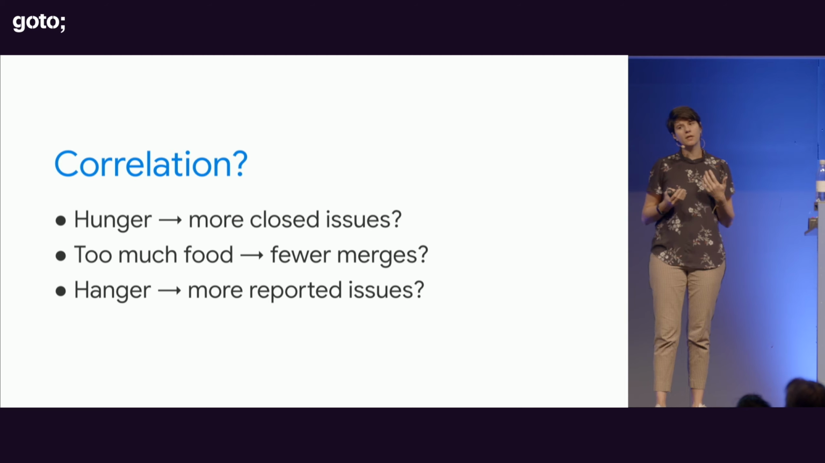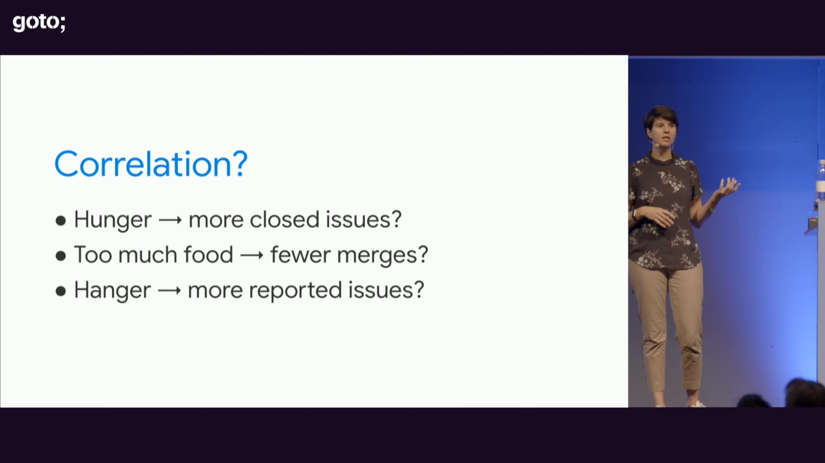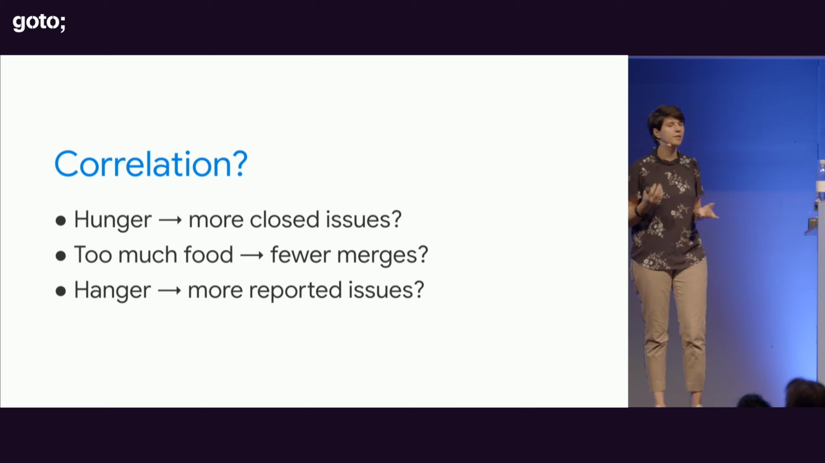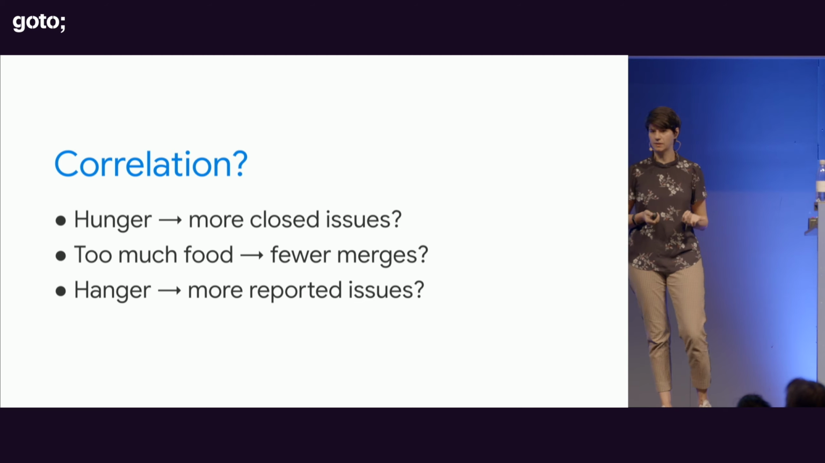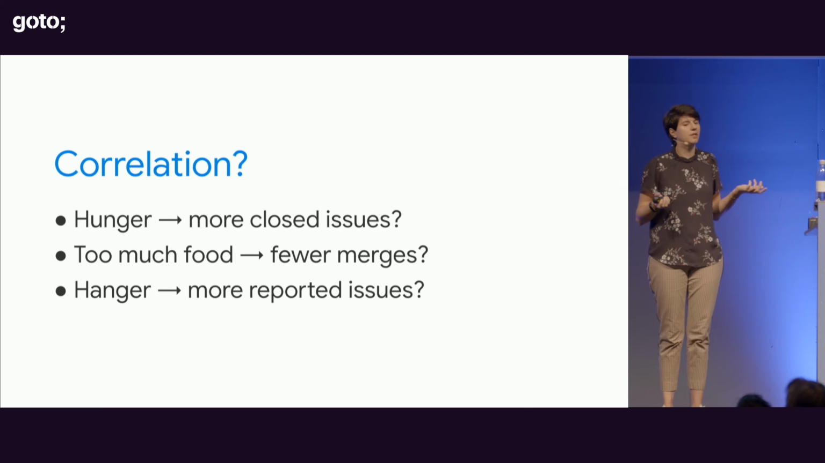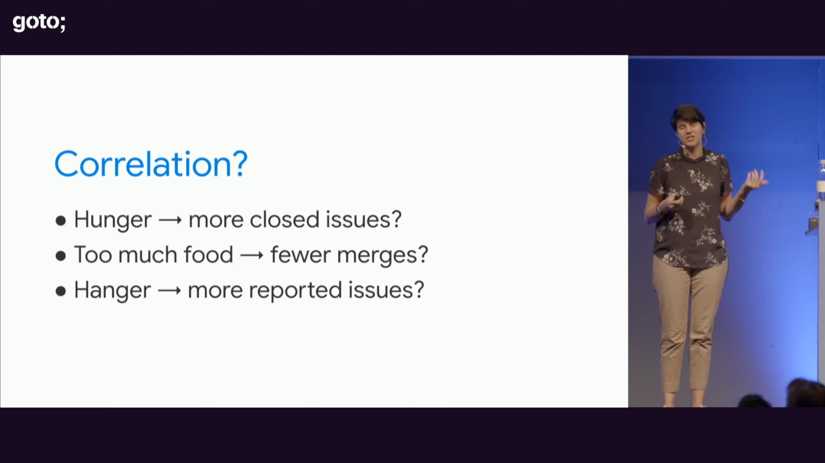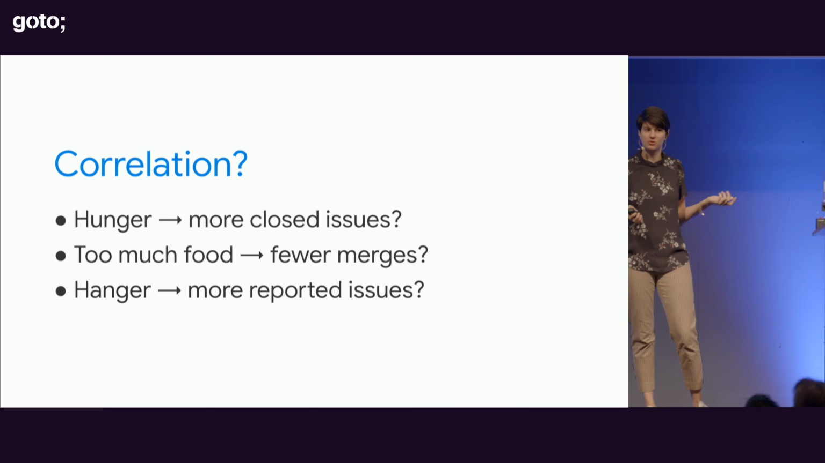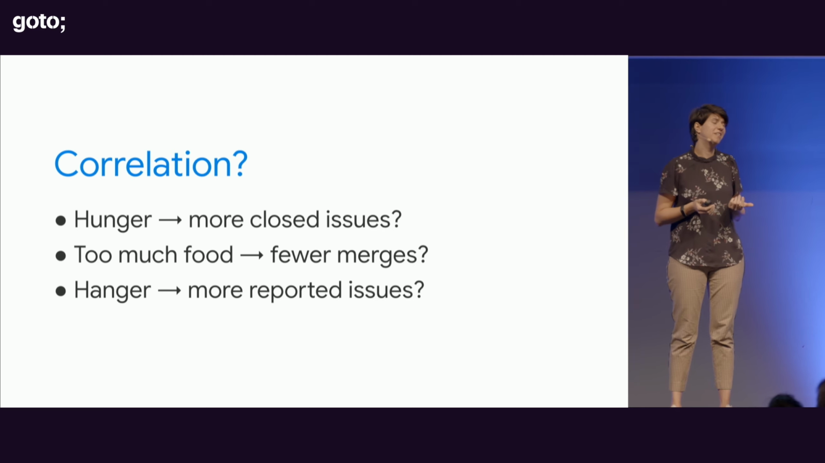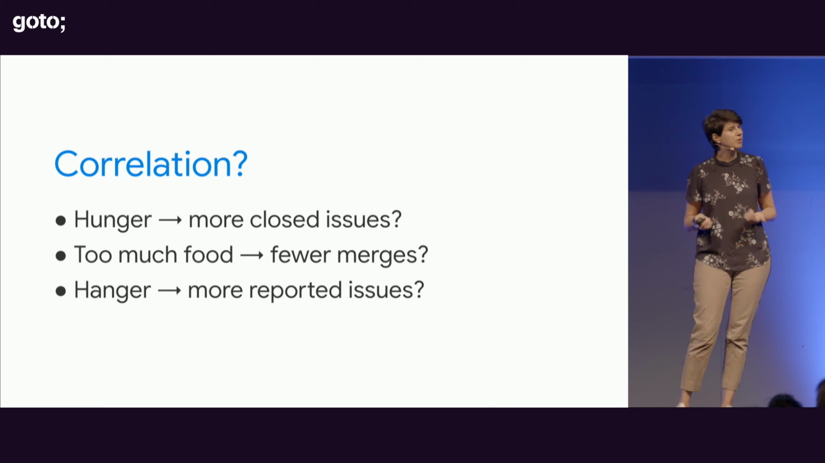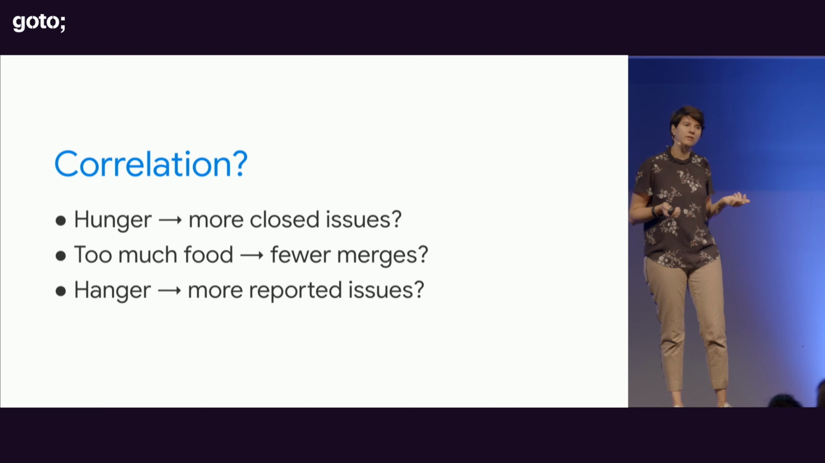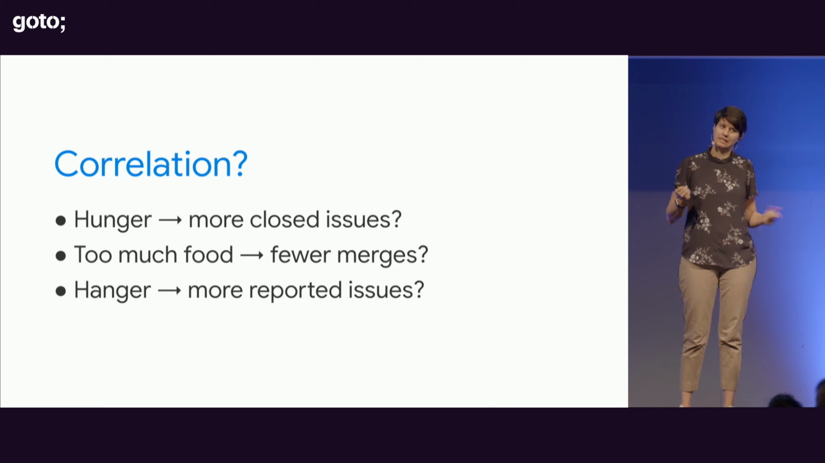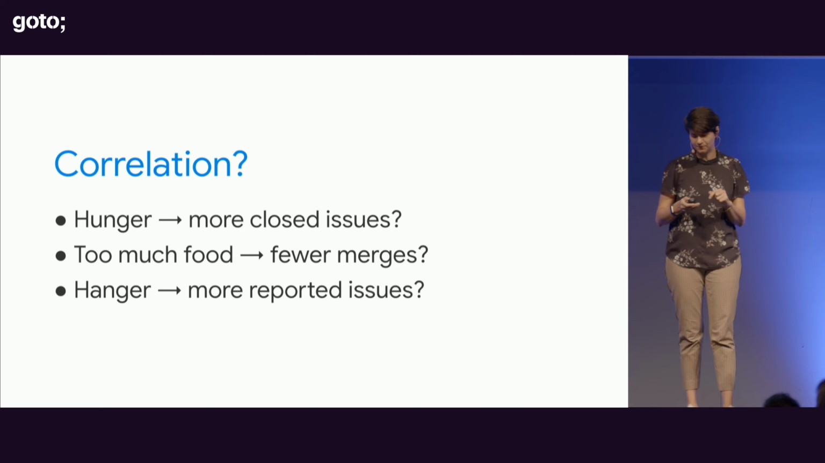All right, so now that we have both the data for GitHub and the data for the food happiness, now we're interested in whether there's any correlation that we can see in this data. If people are hungry, maybe they don't have a lot of patience and they just close issues. Or maybe if somebody ate too much, they work a little slower, don't merge as many PRs. What happens if people are so hungry that they get angry? Do they just open issues because they're upset?